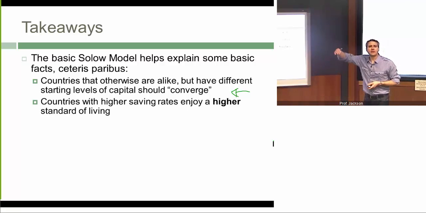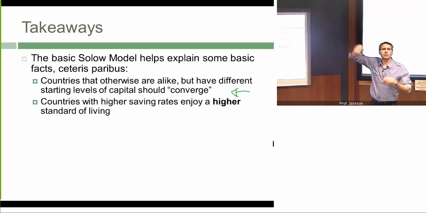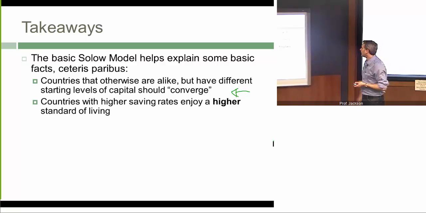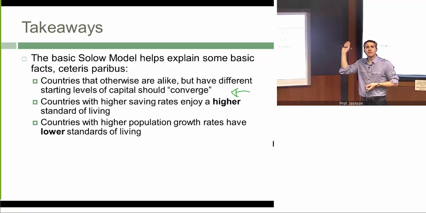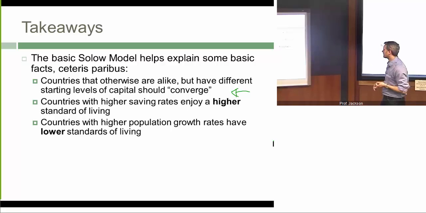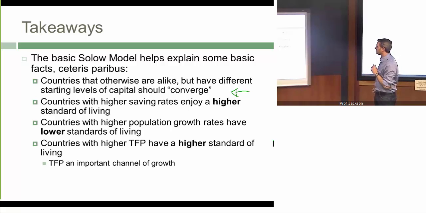Again, increases in savings shift that investment function upward. We get a higher steady state level of capital, which leads to a higher steady state equilibrium level of output per person and a higher living standard. Countries with higher population growth have lower standards of living, as we saw in the example, that again steepens that population and capital dilution line. You get a lower capital per worker in a steady state and therefore a lower output per person.